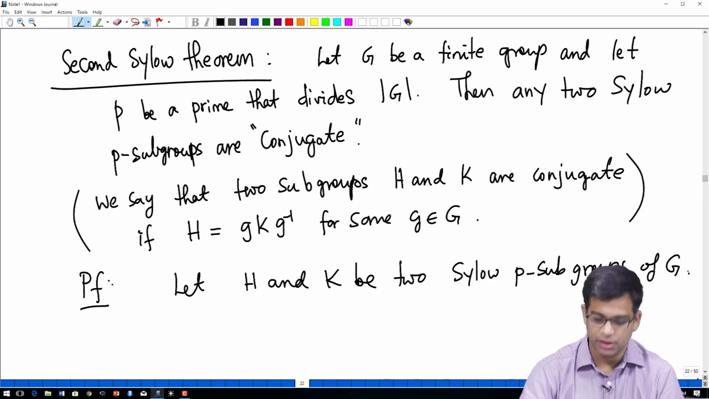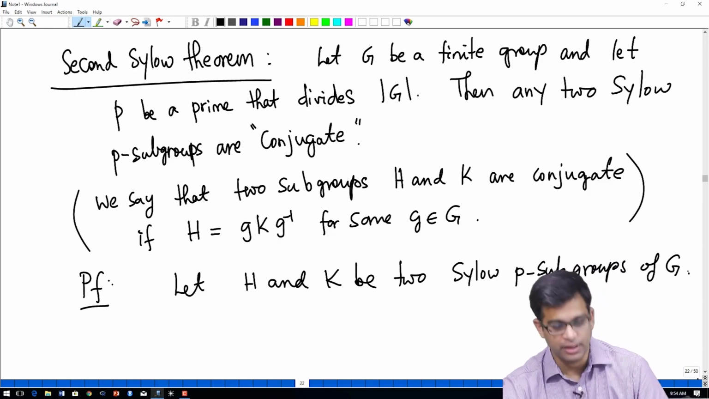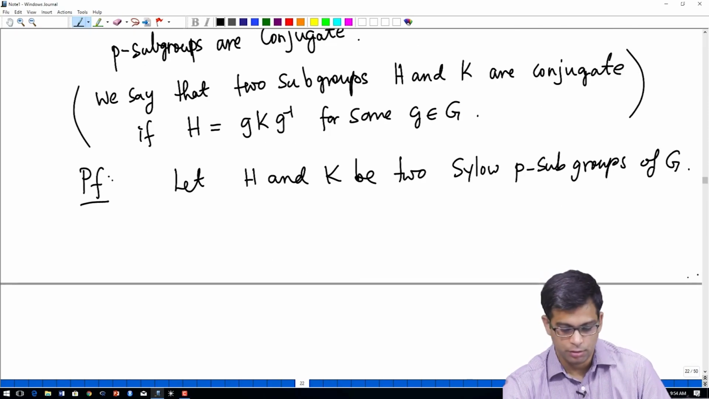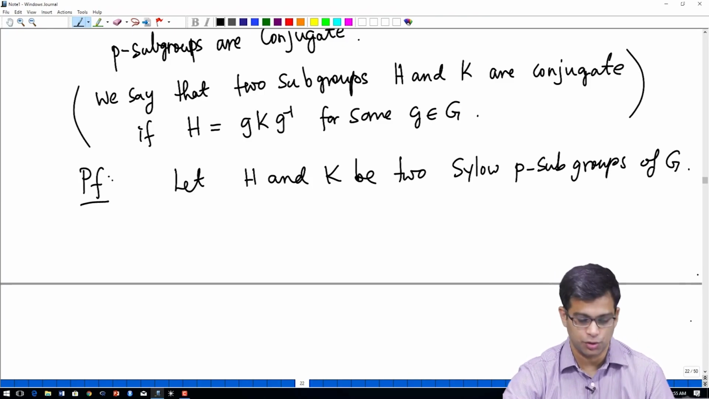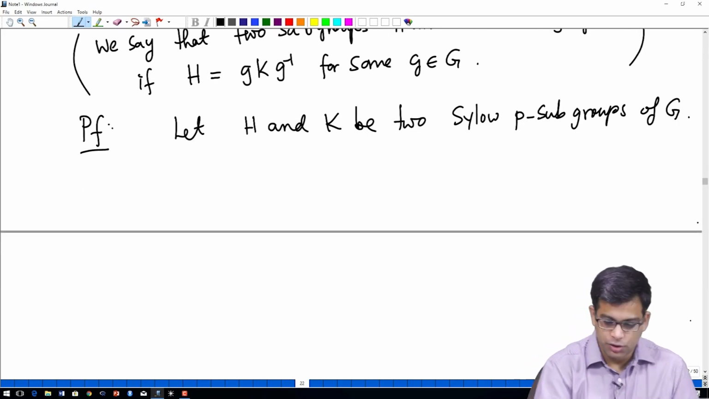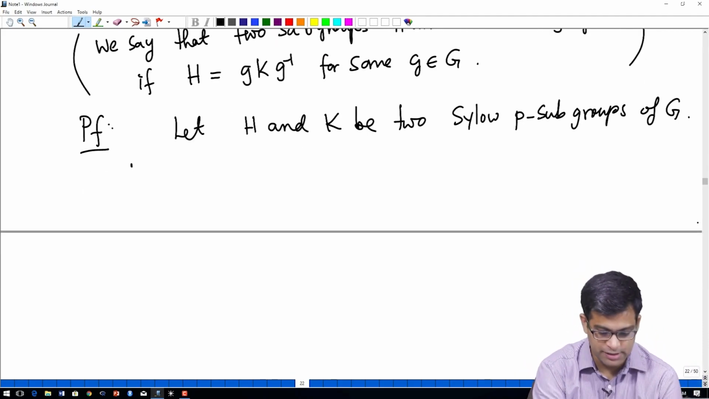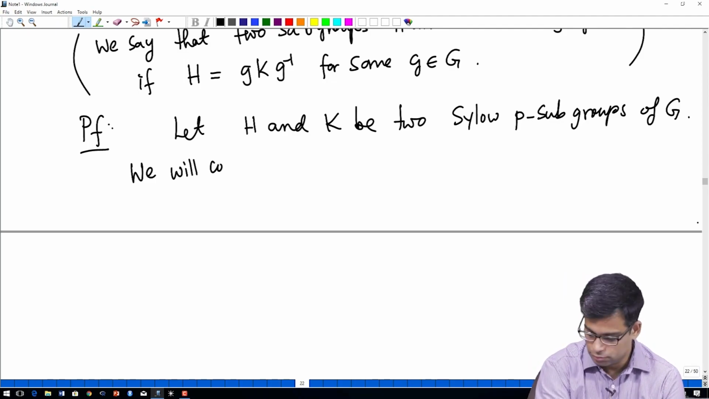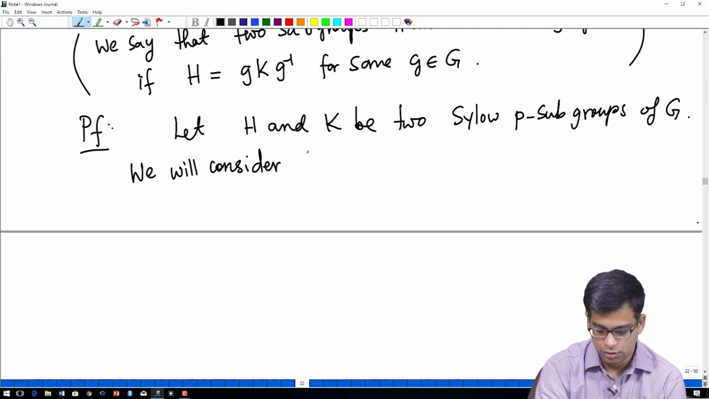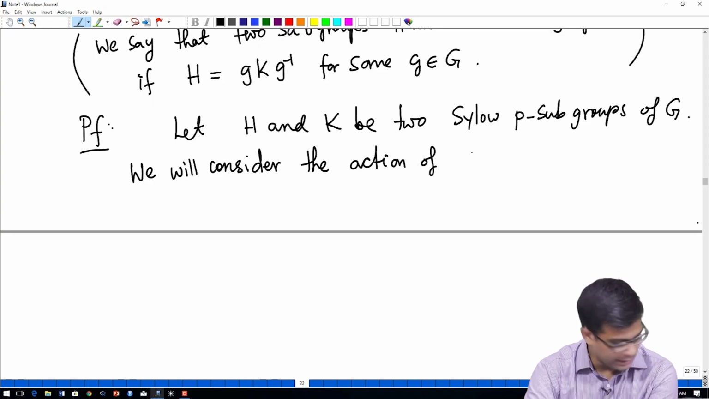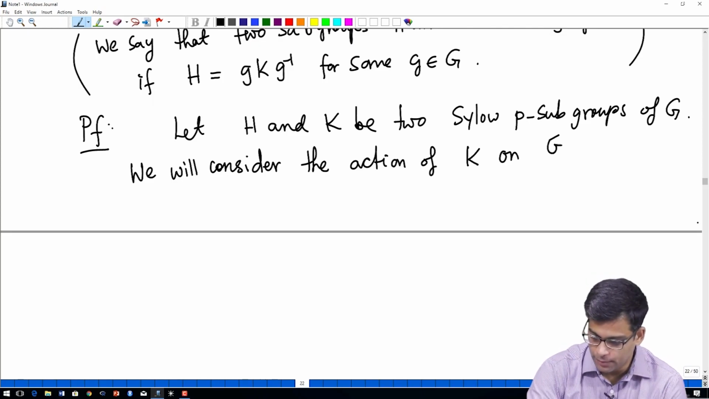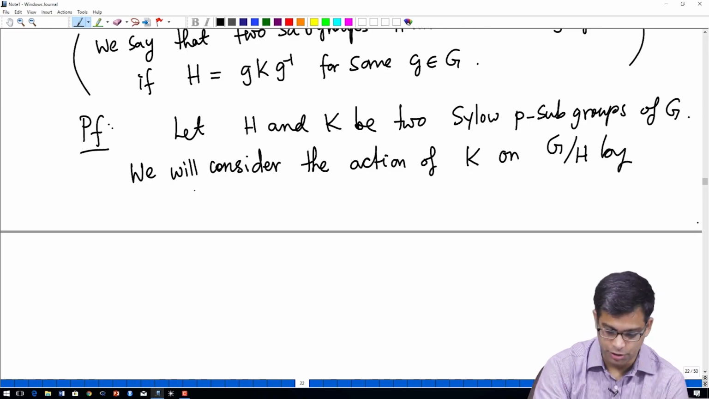of G. Remember, Sylow 1 guarantees the existence of a Sylow P subgroup, but there can be more; we are not saying there is exactly one. So, let us take two of them. Our goal is to show that they are conjugate. So, now I am going to consider the following. We will consider the action of, let us say, K on G mod H by conjugation.